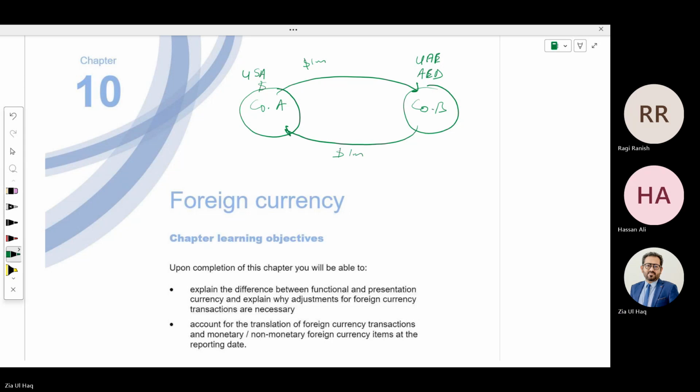But the exchange rate normally changes. At the time of making a sale, the exchange rate could be different. At the time of receiving payment, the exchange rate could be different. And if there is a difference between exchange rates, there will be either gain or loss. How that gain or loss should be recorded, we are going to learn in this chapter.